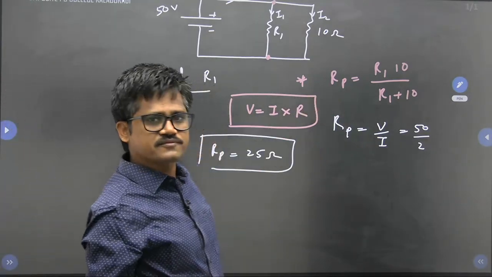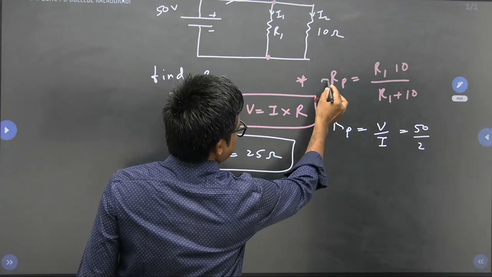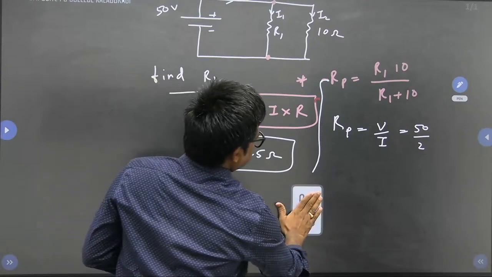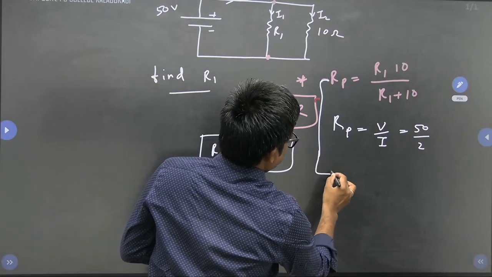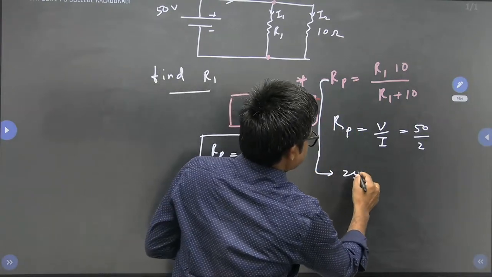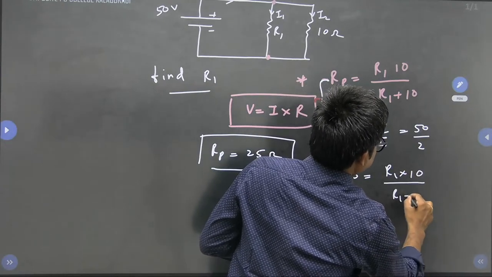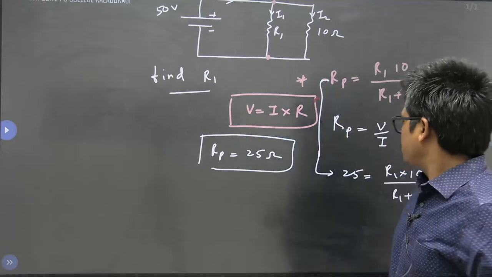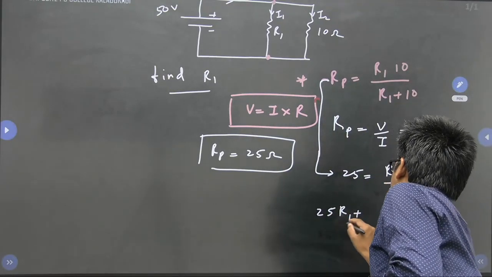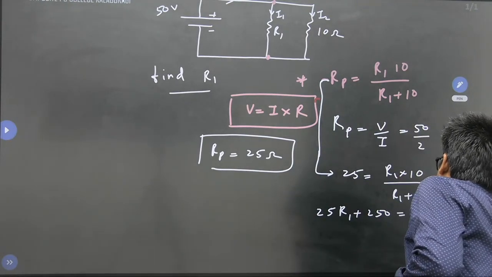Then substitute here. Now the RP value will be out here. What is RP here? It will be 25 is equal to R1 into 10 divided by R1 plus 10. Right or not? So therefore, you just cross multiply: 25 into R1 plus 25 into 10, which is 250, is equal to 10 into R1.